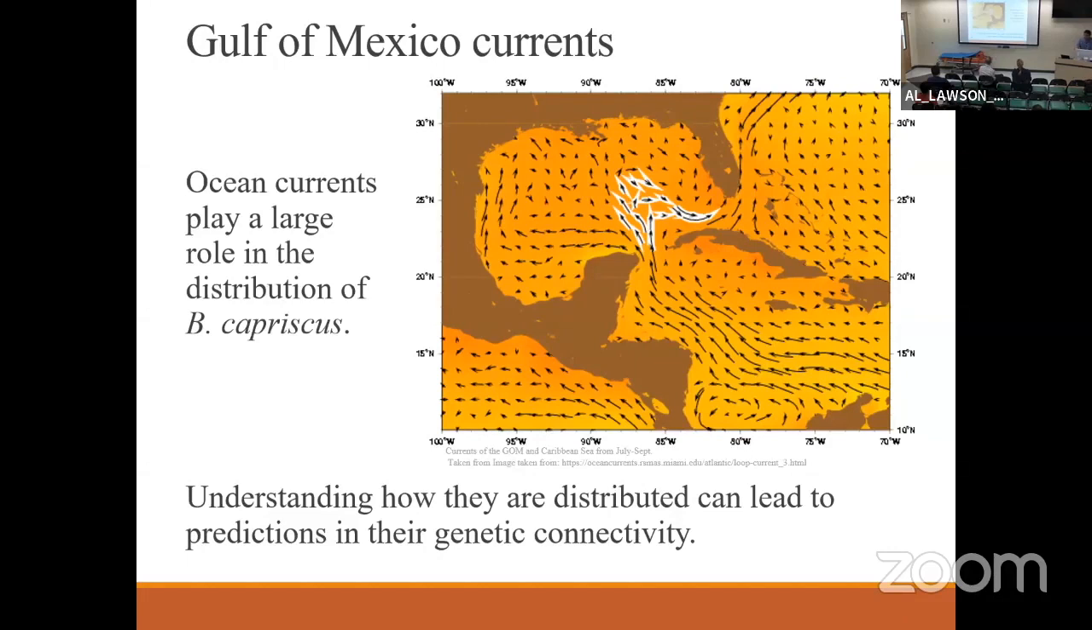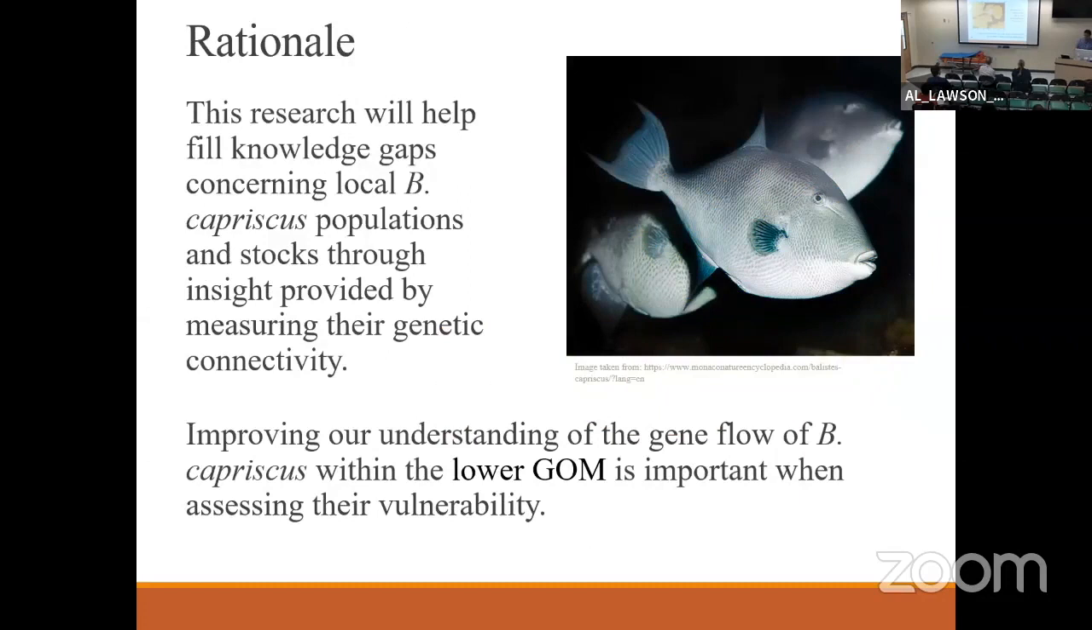So, as I guess insinuated, ocean currents play a large role in the distribution of the capriscus, and understanding how they're distributed can lead to predictions in their genetic activity. So the rationale for this would be that this research will help fill knowledge gaps. As mentioned, research has started to get done into this, so we'll be adding to that. Improving our understanding of gene flow within the lower Gulf of Mexico is important when assessing their vulnerability. So this goes back to understanding where they're coming from and where they lead to.